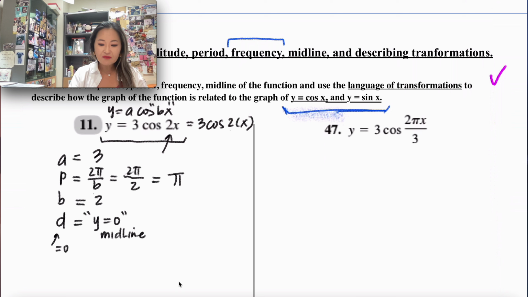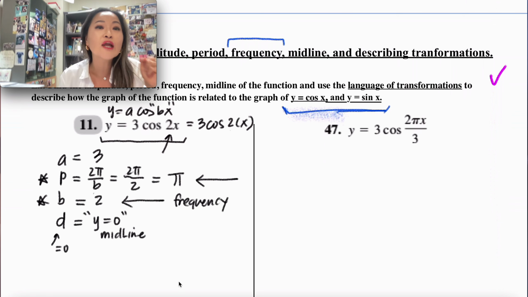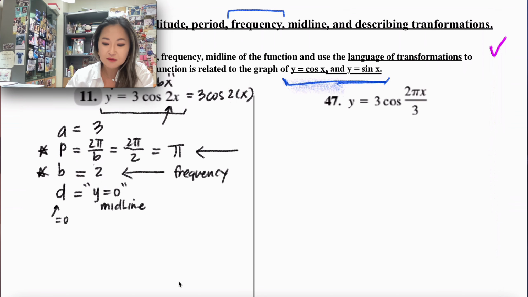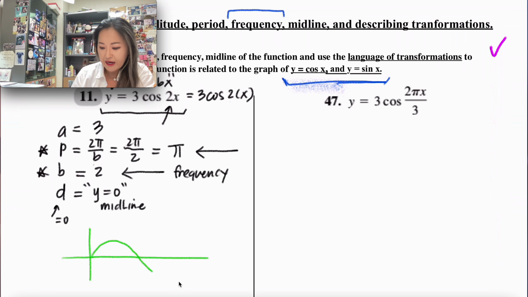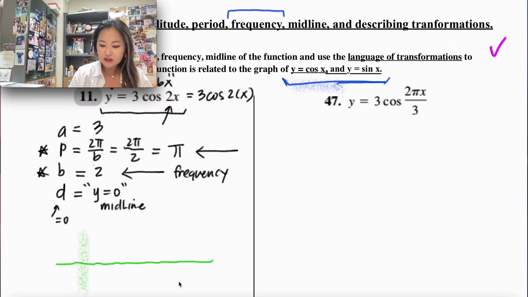Now, let's talk about this period being pi and this frequency. It's weird that the letter B stands for frequency, like F, right? Why is that? It's because of this. In the STD form of a sine graph, it looks like this. In 2 pi, it looks like this. Oh, this is a cosine graph. I'm so sorry. Remember, cosine graphs and sine graphs are relatives, like sisters and brothers. One starts at a different point, okay?